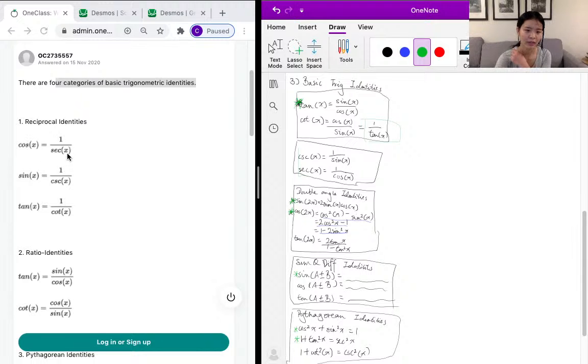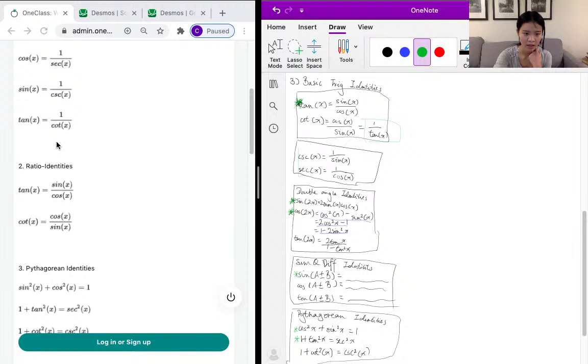They basically wrote it the other way. So we know that, for example, the cosine of x is equal to 1 over secant of x. And so the secant of x, if you multiply secant of x on both sides and divide by cos of x on both sides, we would get to this formula written down over here. But then essentially, this formula is the same as the one that we're given.